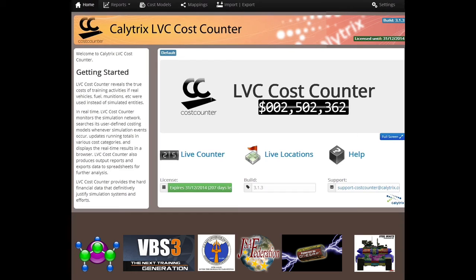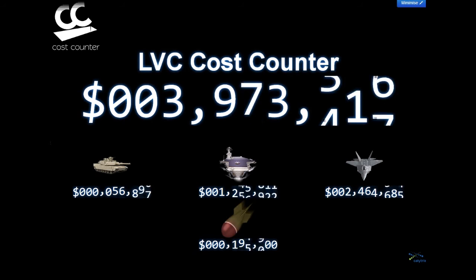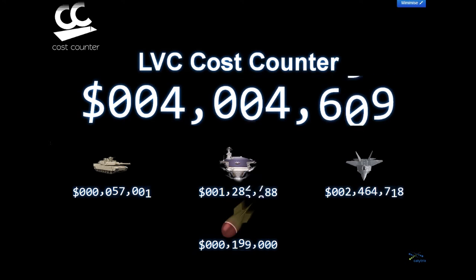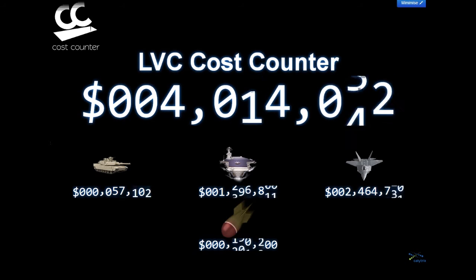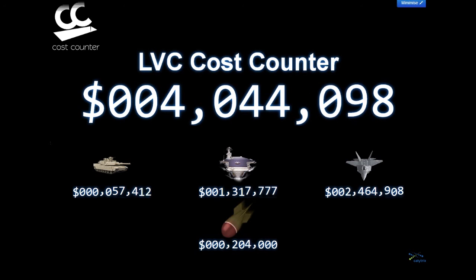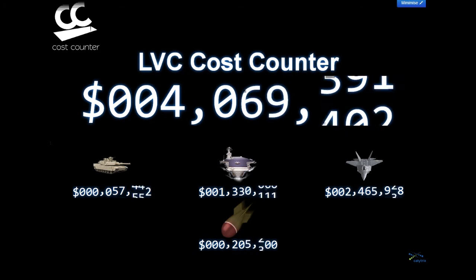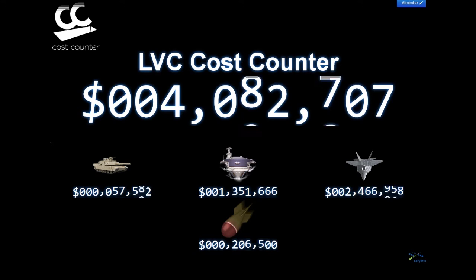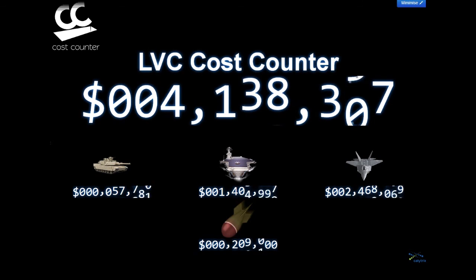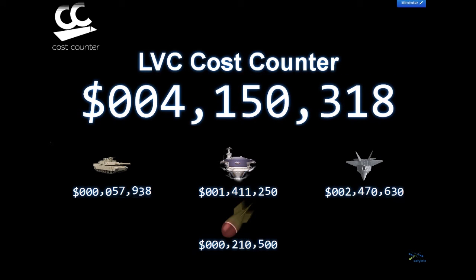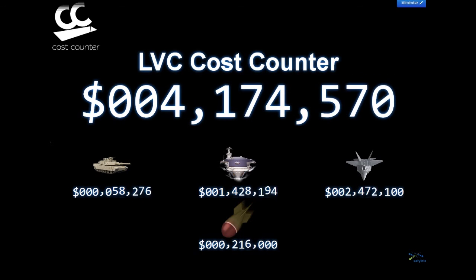Utilizing Calytrix LVC Cost Counter, commanders and staff can accurately articulate the savings being made by their simulation systems. Imagine the impact of seeing a large screen above the simulation center, or in the headquarters of a brigade combat team, showing a running and live total of the savings being made by the unit's simulation systems. The capture and visualization of that cost data is a powerful message and essential management tool, and it is the core of the capabilities of Cost Counter.